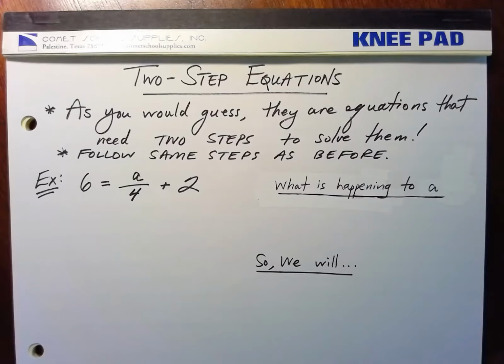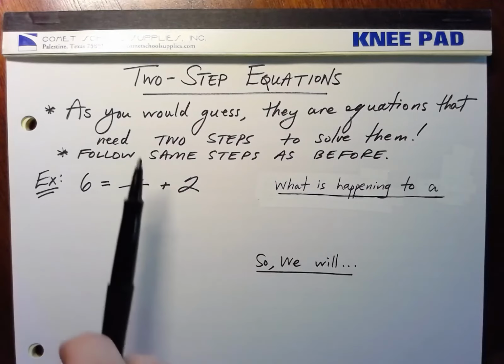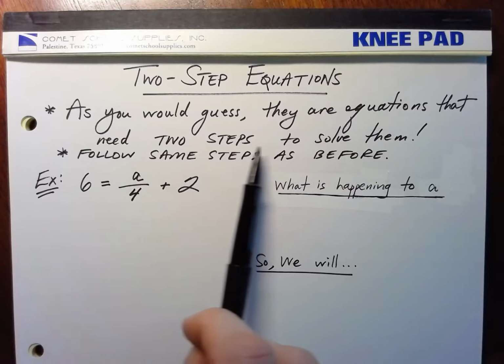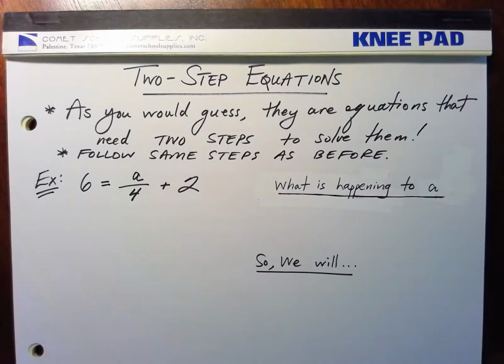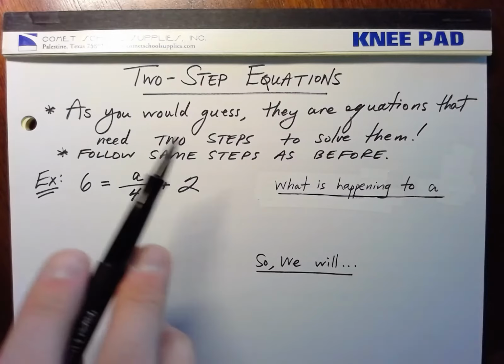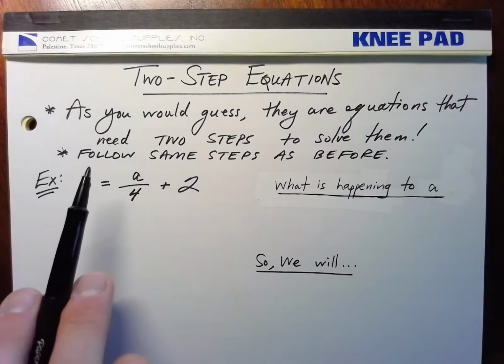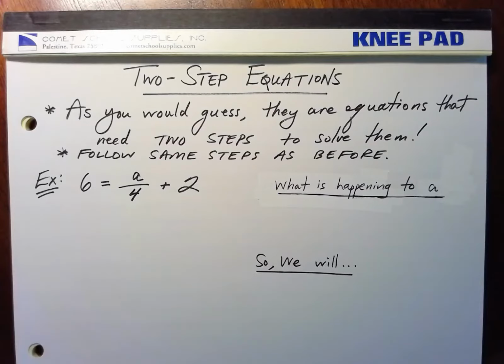So we've already learned how to solve an equation, and now we're going to do equations that are a little bit more complicated. They are two-step equations, and as you would guess, they are equations that need two steps to solve them. But even though these are a little bit more complicated and they are two steps instead of one step, you follow the same steps as before. You follow the same procedure as before.